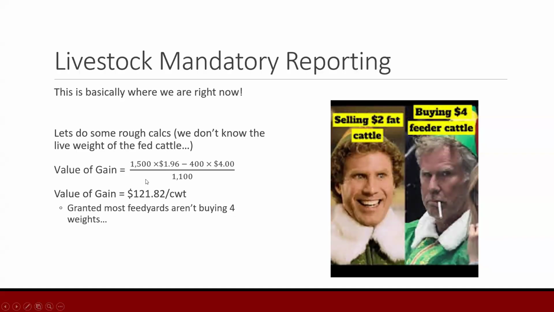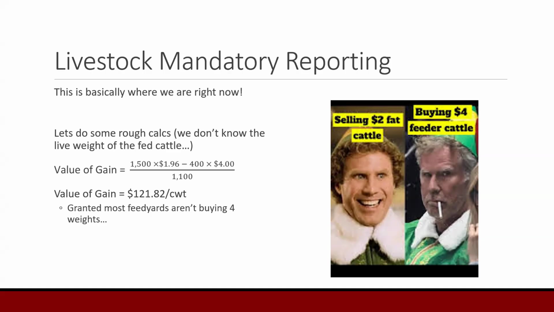So just some rough numbers. If we sell a fed animal for 1,500 at 1,500 pounds, we're selling them at $1.96 per pound on a live basis. Okay, we purchased them at 400 pounds, and they were purchased at $4 per pound. Okay, we added 1,100 pounds to these animals. Our value of gain is $121.